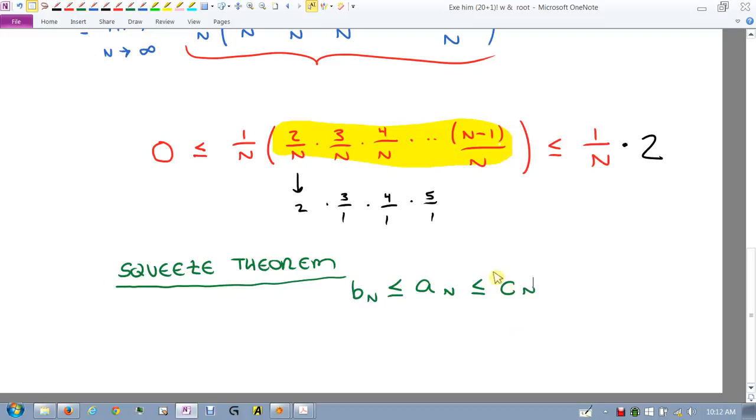So if we can set up an inequality that looks like this, then the squeeze theorem says if B sub n goes to L and C sub n goes to L, the conclusion is what? If this guy, when you take the limit as you let n go to infinity, goes to L, and this one also goes to L, since this one has to be between the two, it's also got to go to L. Yes?